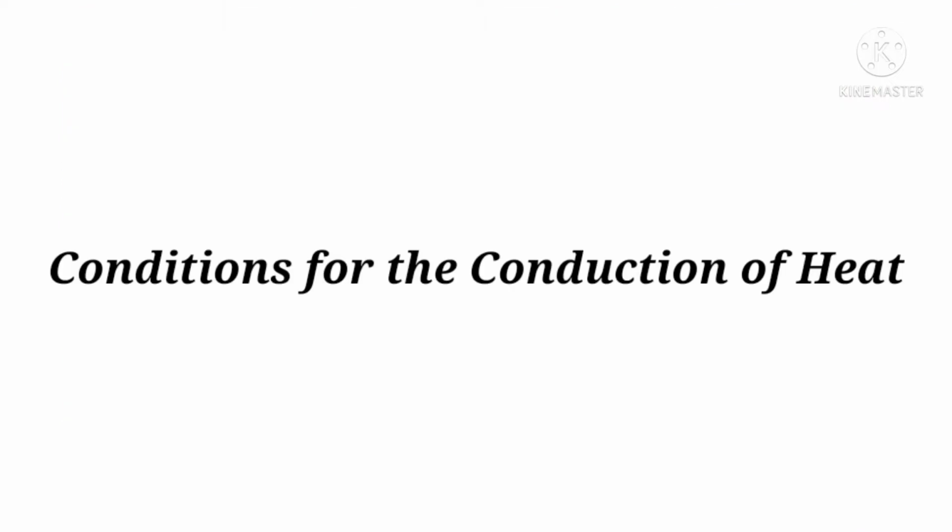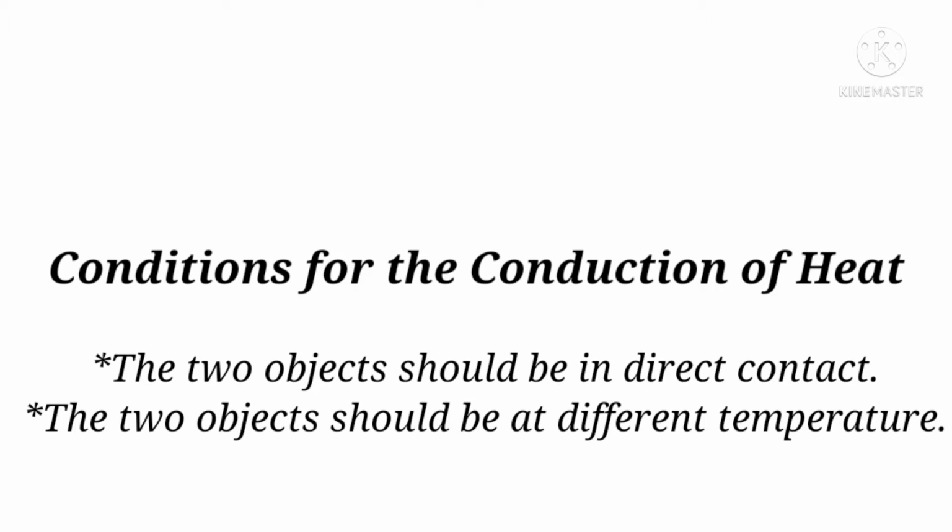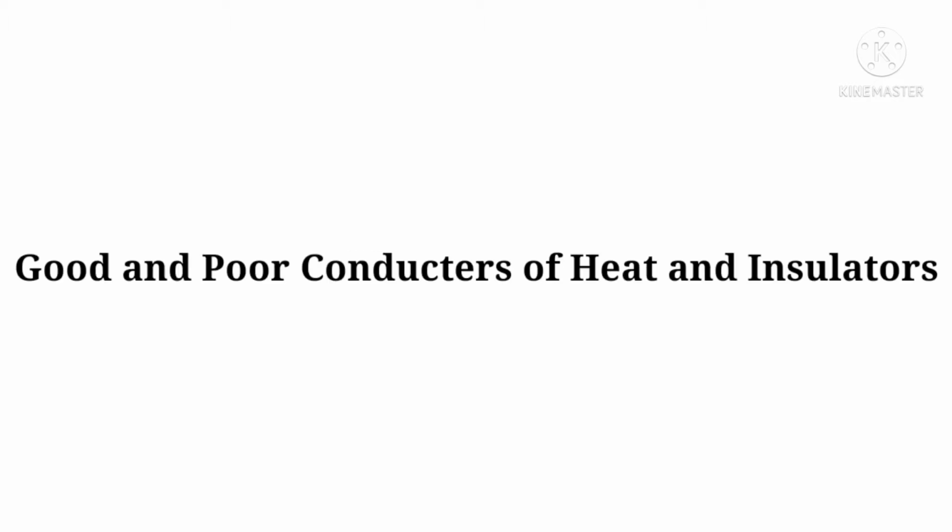Heat conduction from one object to another takes place only under the following two conditions. What are those conditions? The two objects should be in direct contact. The two objects should be at different temperatures. So there are two conditions for heat conduction from one object to another to take place: the objects should be in direct contact and they should be at different temperatures.